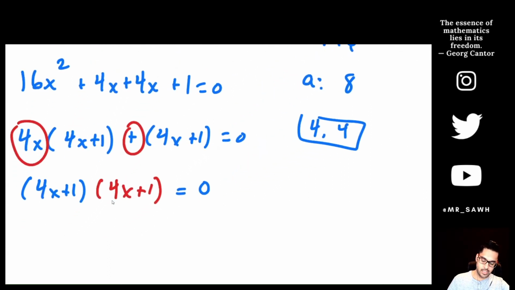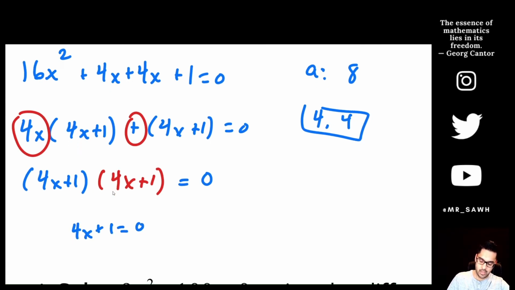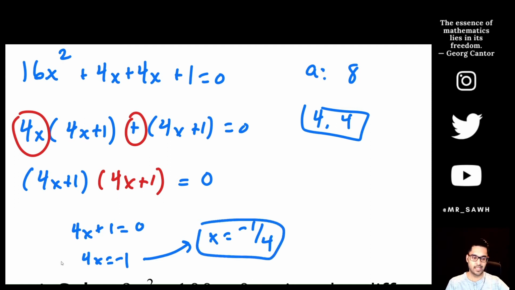What I know is that now those factors are the same, so really I'm just trying to solve one of them. So 4x plus 1 is equal to 0. Meaning that 4x should be negative 1, which leaves me with the solution of x is equal to negative 1 over 4 by dividing that coefficient on both sides. And I don't need to do this again for the red one because they're the same expression. So I know this only has one solution, and it's negative 1/4.